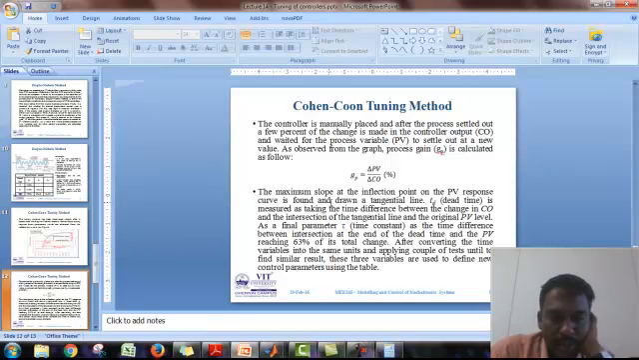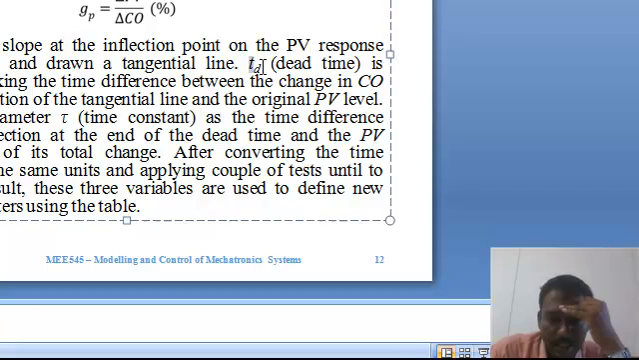Another one is GP, that means process gain. Process gain is calculated as the change in the process variable divided by the change in control output, in terms of percentage. So GP is equal to delta PV by delta CO. The three parameters are process gain, dead time TD, and tau, the time constant.